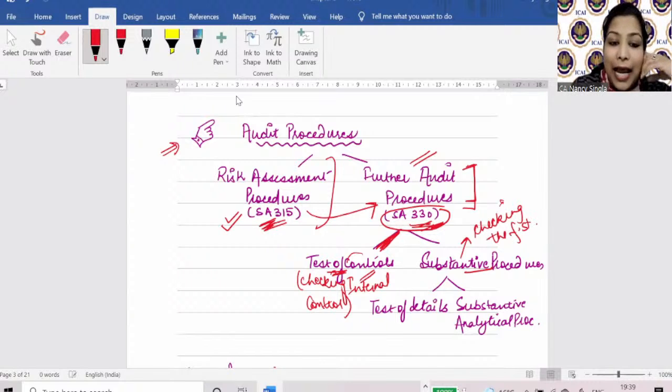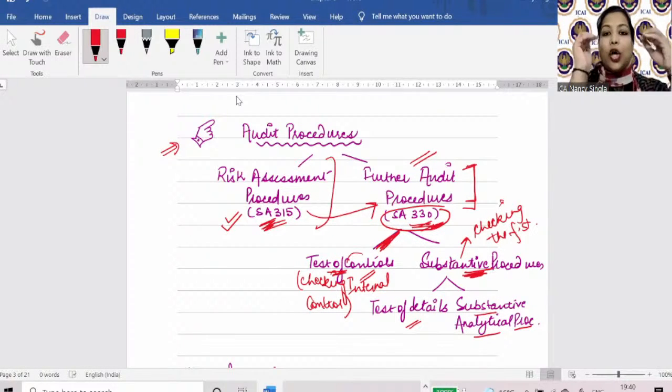Right? And when the auditor is checking the financial statement, he can do this in two ways, that is test of details and substantive analytical procedures. Now, what are all these? I will take all these in detail, okay? But for now, try to understand that the main bifurcation of audit procedures is into two parts, okay?